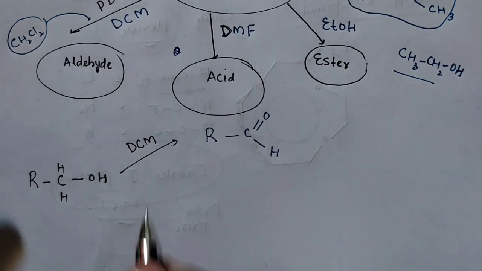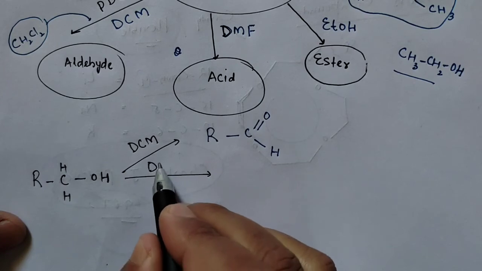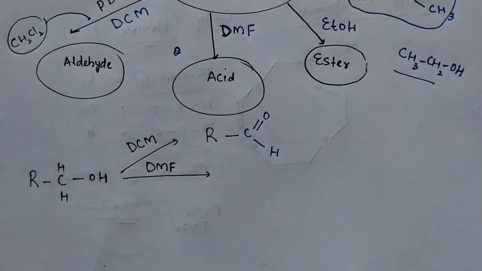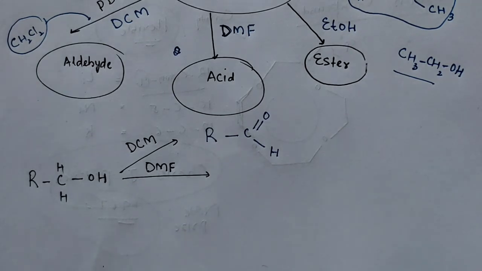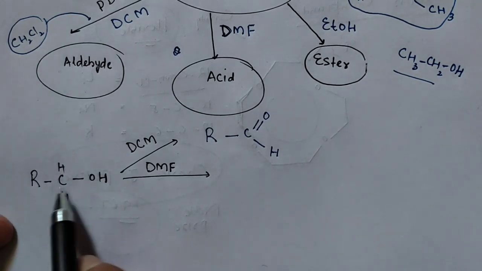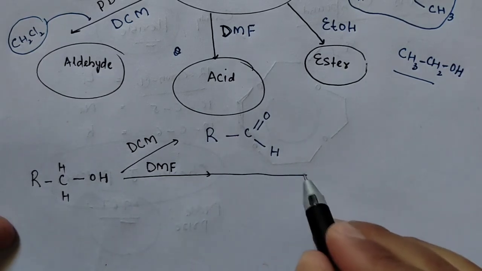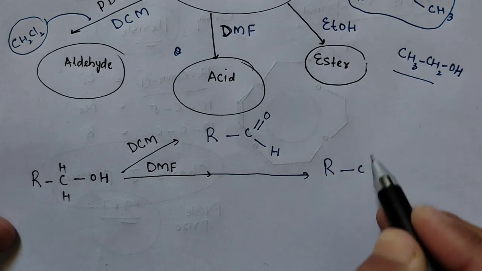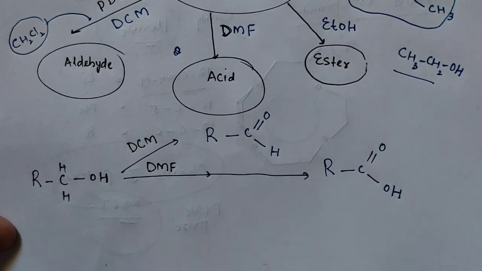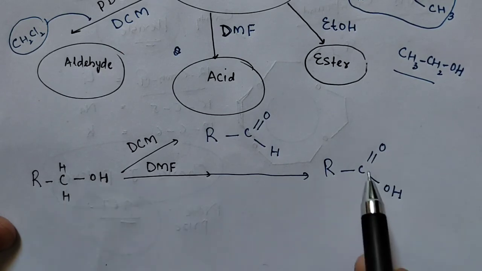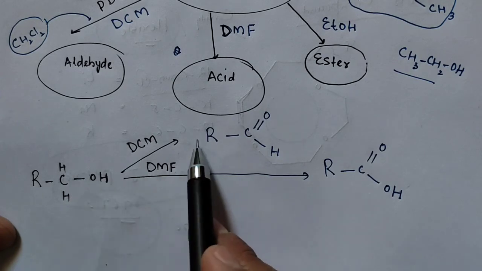Now we'll use this solvent DMF, dimethyl formamide. These are all the organic solvents. So we know that in presence of dimethyl formamide we'll get the acid. So you have to convert this CHO into carboxylic acid, COOH. We can do it like here, R C. Now instead of H we have OH here. So you can compare this and this. This is the highest level of oxidation. Alcohol to aldehyde to carboxylic acid.